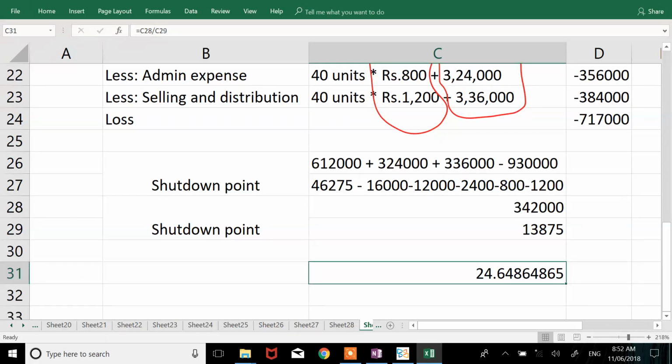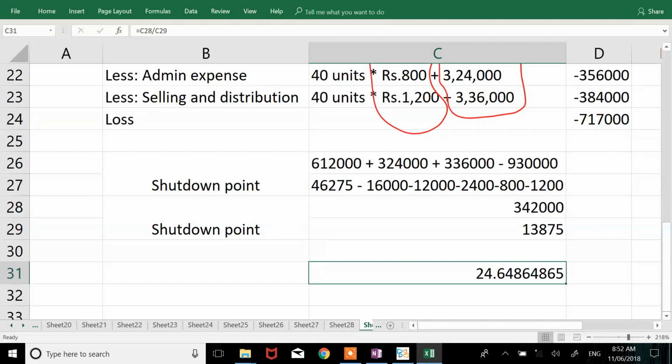So my shutdown will happen at 24%. 24.64 units is basically 24.64% capacity utilization. Just one thing, at the starting when the problem started, you just had to write one thing: 100% capacity equal to 100 units. That was our initial assumption. It becomes a little easier when you work with units rather than percentage.